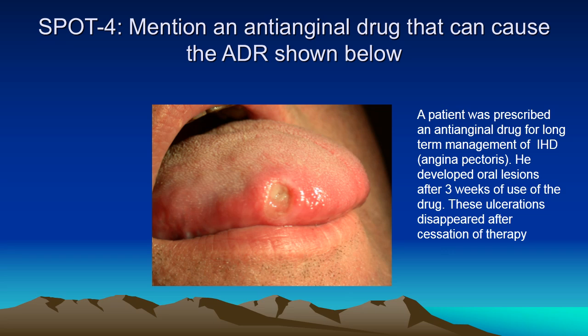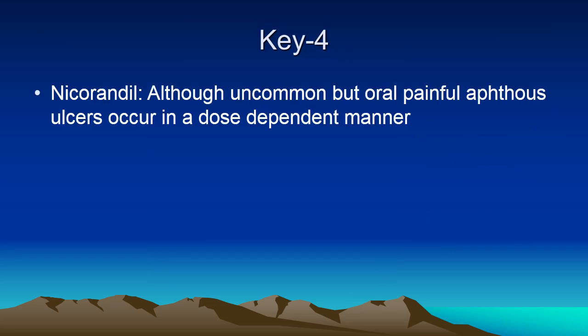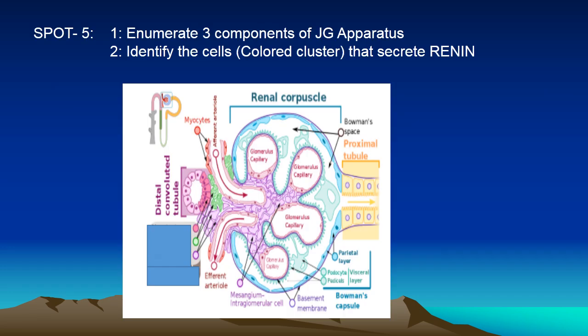Spot 4 is, name one anti-anginal drug that shows the effect. The effect is oral ulcerations, particularly aphthous ulceration of the tongue. And this is seen with the anti-anginal nicorandil. Although it is uncommon, painful ulcerations occur in a dose-dependent manner and they disappear when the drug is stopped.